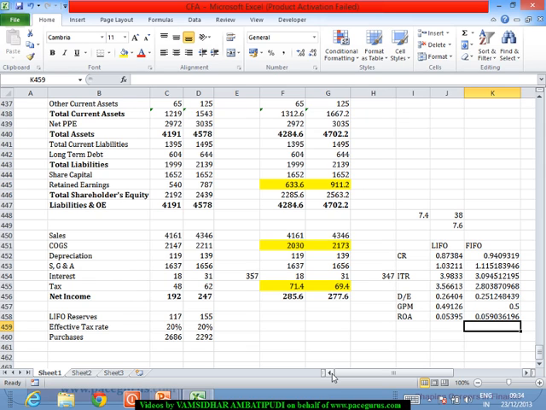So it's not always that the return on assets will be higher in case of FIFO, because both the numerator as well as the denominator will be increasing at a similar rate. So depending on the rate at which each one is increasing, if the numerator is increasing faster compared to the denominator, that is where we say that ROA is going to be higher. Otherwise the ROA is going to be much lower.